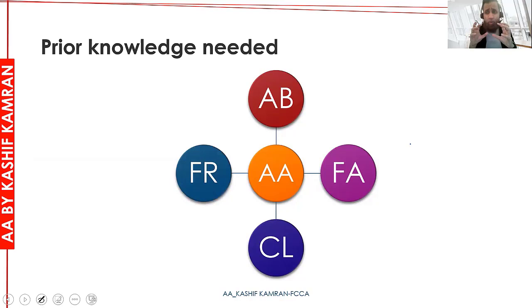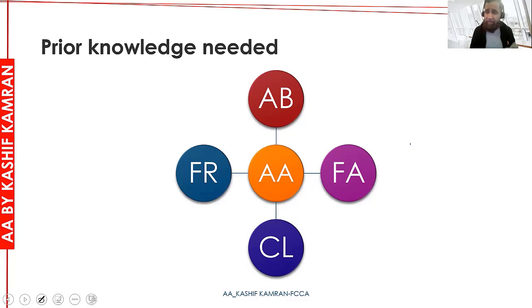Now, if you have studied these four papers prior to the AA paper, in the AB paper, the accountant in business paper, you must have got a knowledge about internal audit and external audit. You might have got some knowledge about corporate governance. You might have got some knowledge about internal controls. So in the AB paper, you must have got some diversified knowledge about internal controls, about audit, about internal audit, about external audit, about corporate governance, etc.